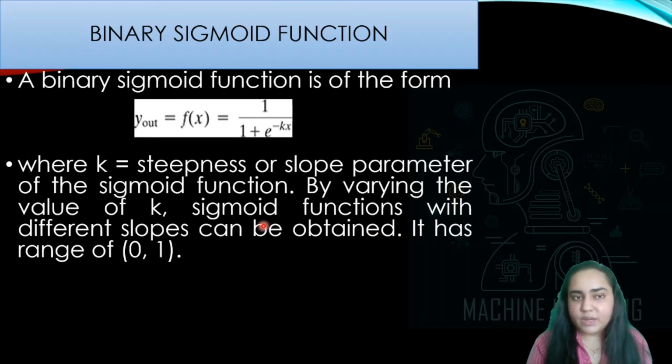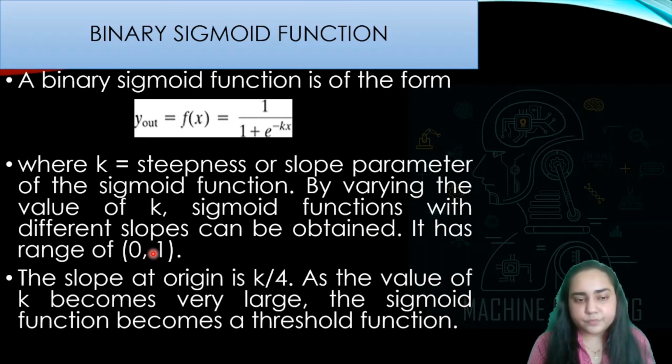And the binary sigmoid function has a range between 0 and 1. And the slope at the origin, which means at 0, is going to be k divided by 4. And as the value of k becomes very large, the sigmoid function becomes a threshold function. That means if you make the slope very large, then it's no longer going to be a curve. It'll just look like the step or threshold function that we saw, which was discrete and not continuous.